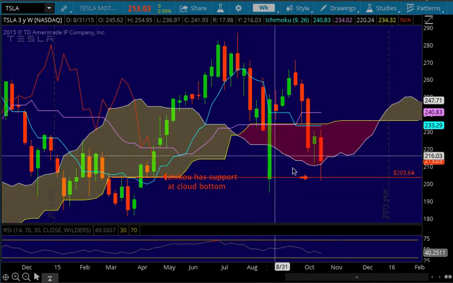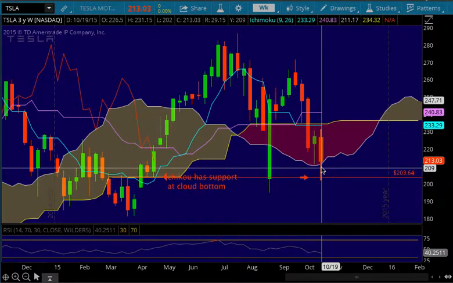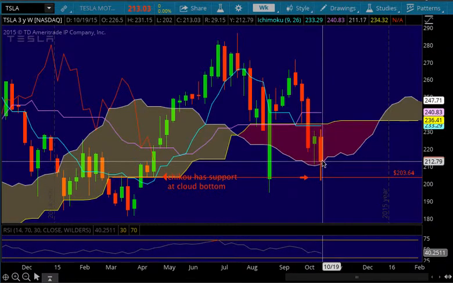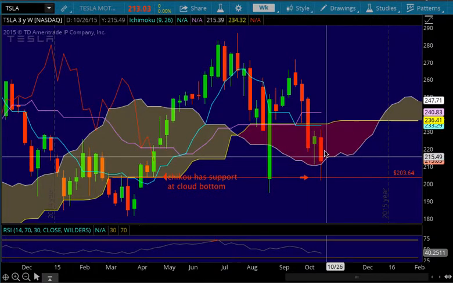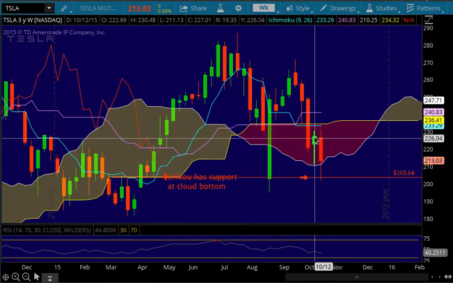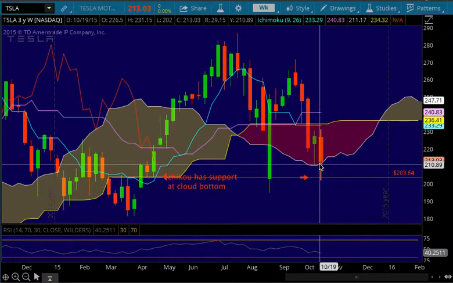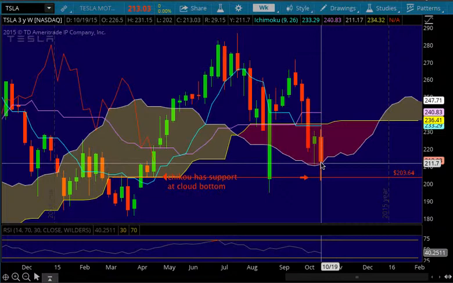So after bouncing down there, Tesla continued to get bought up and ended up closing inside the weekly cloud. So from a weekly perspective, Tesla is now neutral. It was neutral before that sell-off. Then when it lost cloud support, it became bearish, but now it's back into the neutral zone. So as far as determining where it's going to go from here, we are going to have to look at some shorter time frame charts.